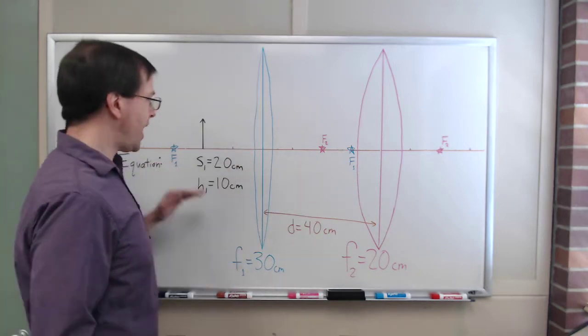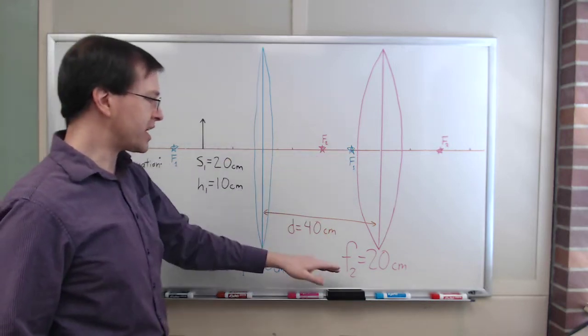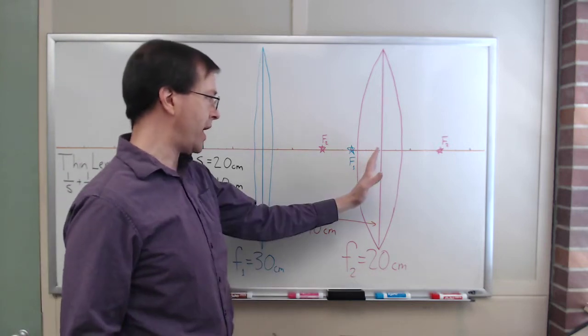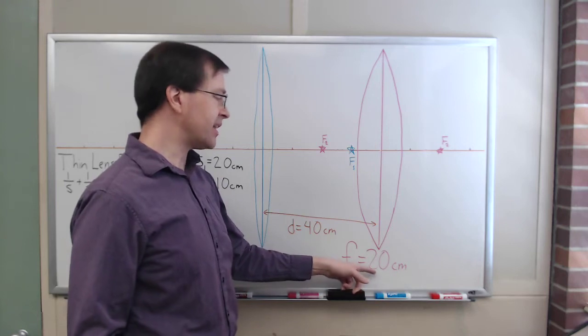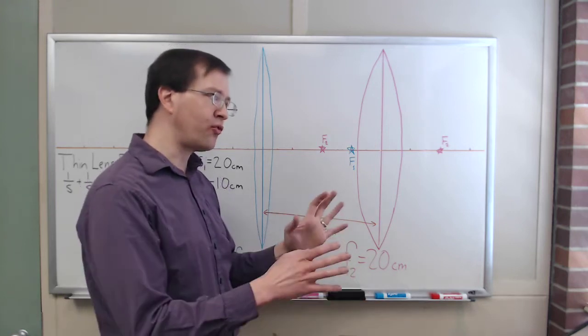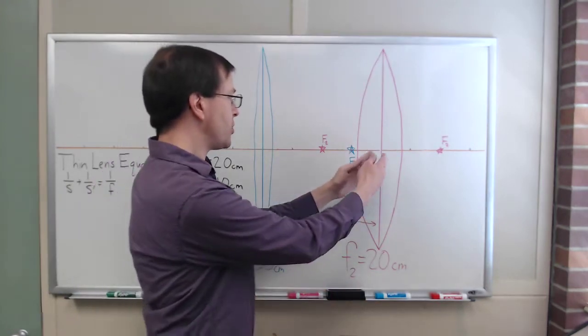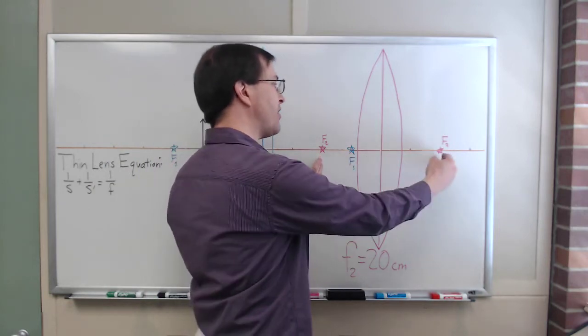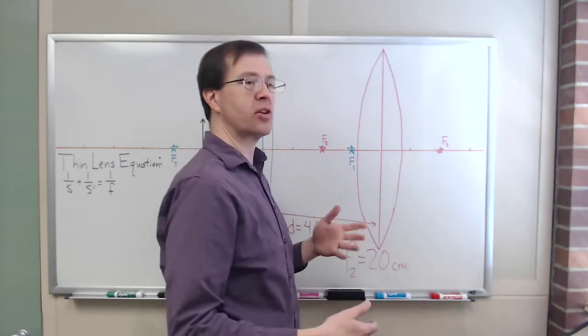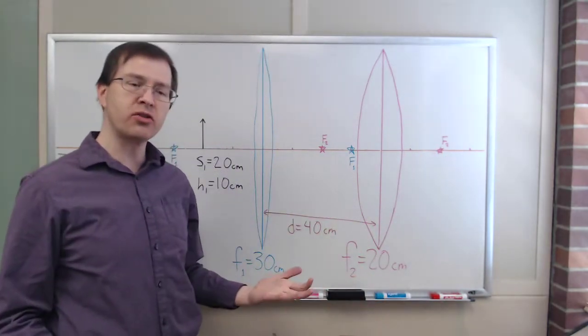And along the same axis, we've got a second lens 40 centimeters away, 10, 20, 30, 40, oh good, I drew it right. And that second lens is a stronger lens. It has a shorter focal length that focuses more tightly. So its focal length is 20 centimeters, focal point F2, 20 centimeters to the left, and F2, 20 centimeters to the right. So these are our two lenses.